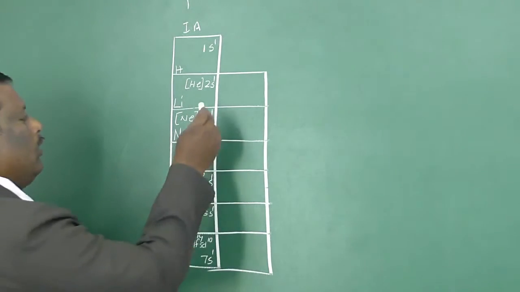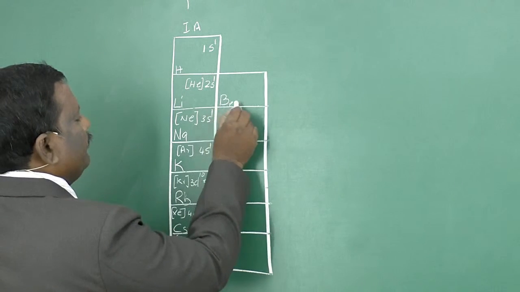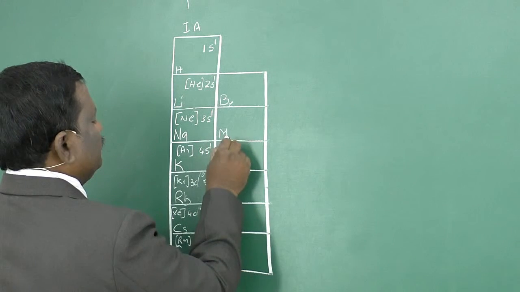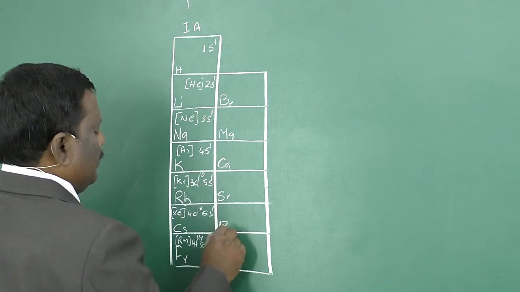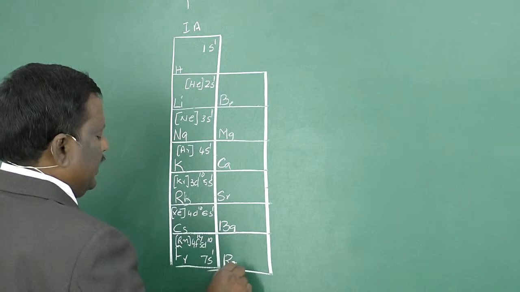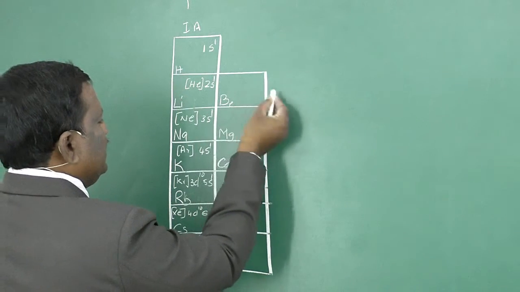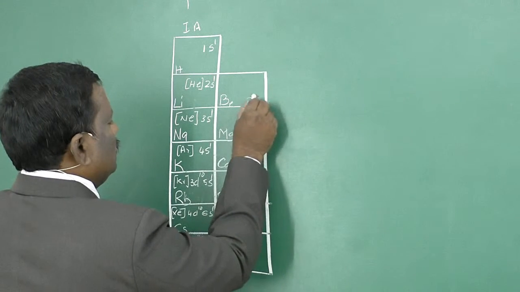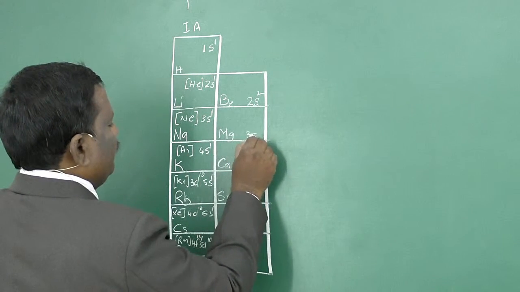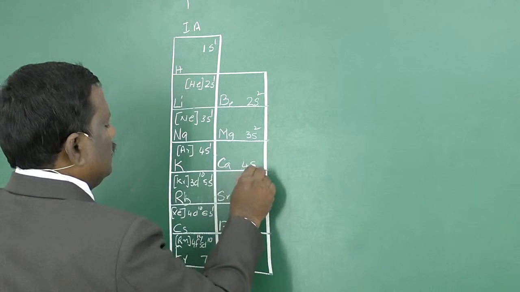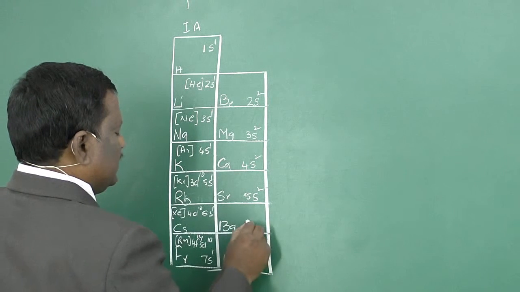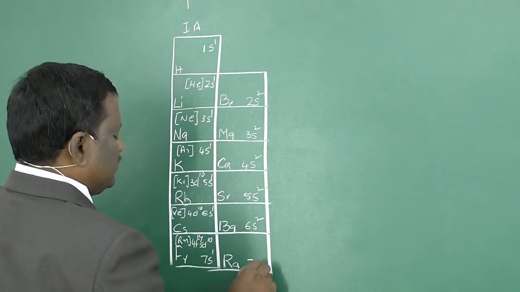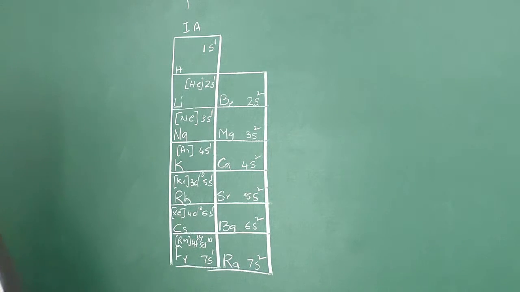Whereas in the second row we have beryllium, magnesium, calcium, strontium, barium and radium. Here the electronic configuration is s2, that is in beryllium it is 2s2, magnesium it is 3s2, calcium it is 4s2 and strontium it is 5s2, barium it is 6s2 and radium it is 7s2. That means electron here enters as a s2 electron.